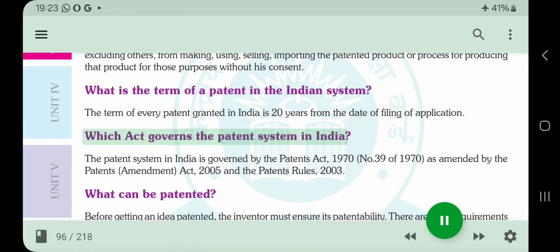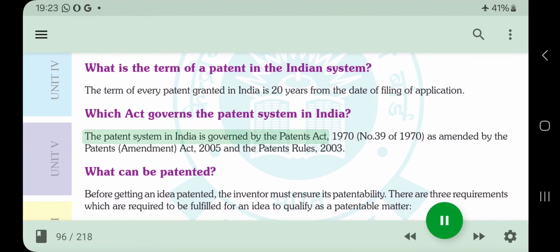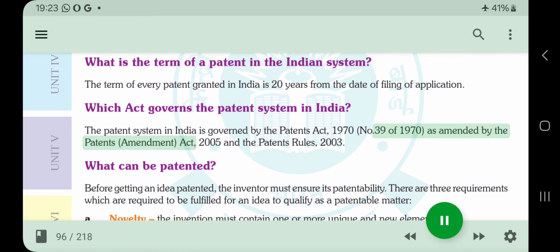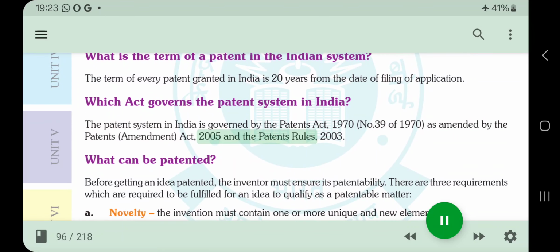Which act governs the patent system in India? The patent system in India is governed by the Patents Act, 1970, number 39 of 1970, as amended by the Patents Amendment Act, 2005 and the Patents Rules, 2003.